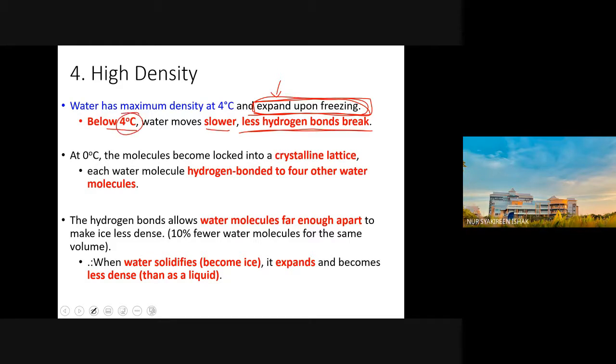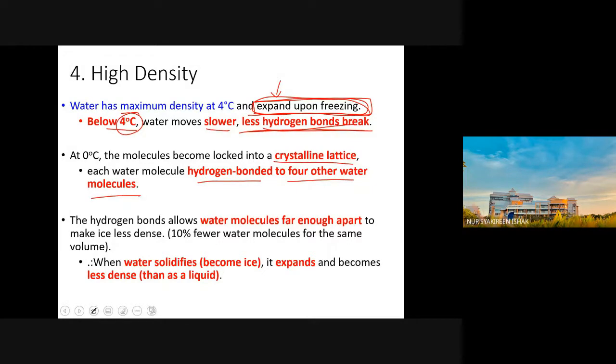There's less energy that provides or that will allow the hydrogen bond to break. Okay, so at 0 degrees, the water molecules become locked into a crystalline lattice, each water molecule hydrogen bonded to four other water molecules.